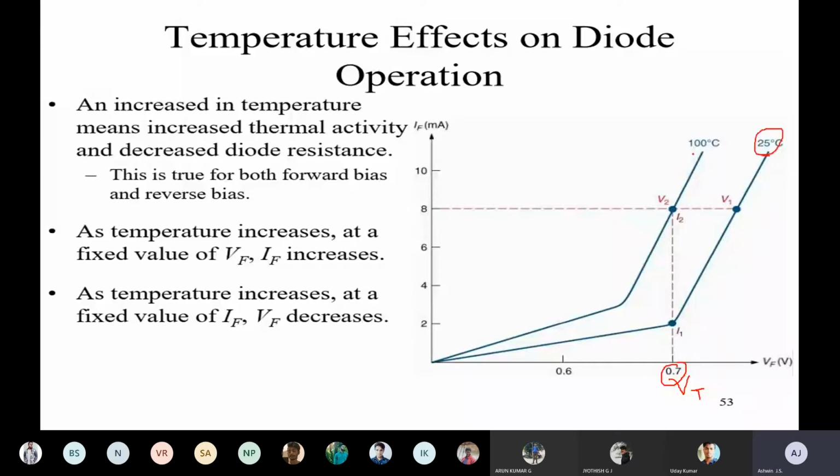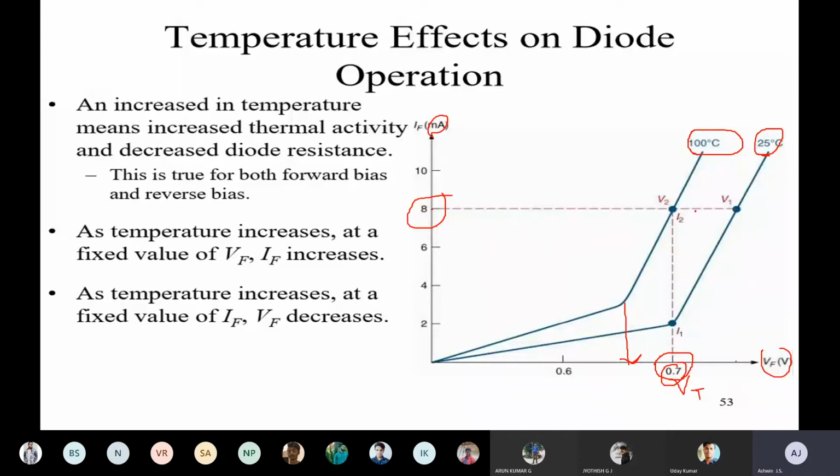If you go to 100 degrees Celsius, how will the semiconductor behave? We know that for a diode the cutoff is 0.7, and some may vary at 0.6. Due to the change in temperature, the current flow starts to increase at less than 0.7. So I am fixing the current. When I match 8 milliamps at 25 degrees Celsius, at what voltage am I matching? At more than 0.7.